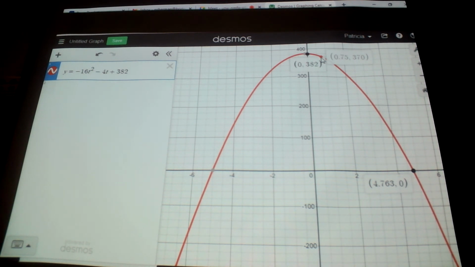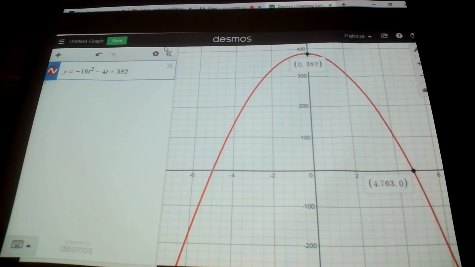0.75. 370 means it's going to hit a height of 370 after 0.75 seconds. That's why technology is my friend. I don't even have to do any work. Now, technically, we can do that algebraically, so I'll remind you of how to set up that equation, but now you know the answer if you're doing it.